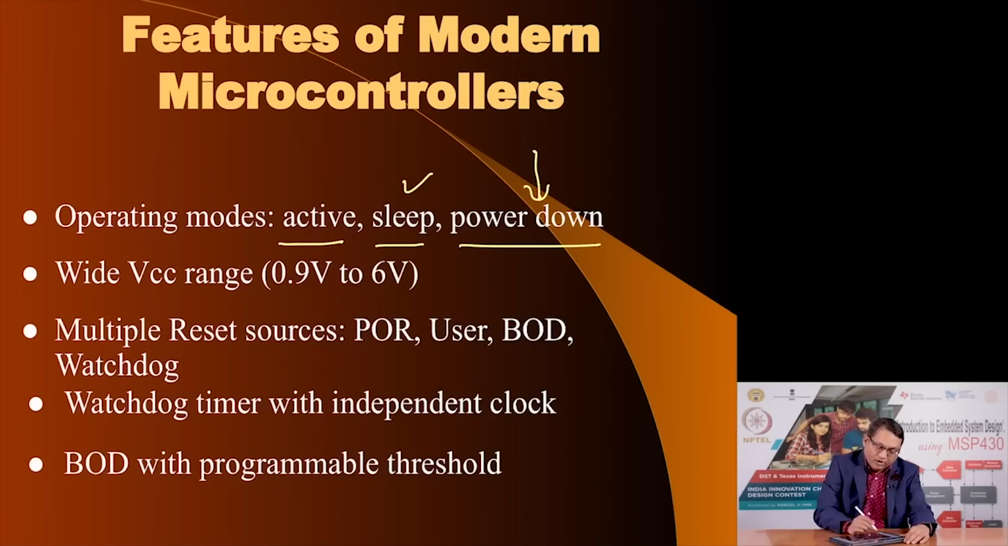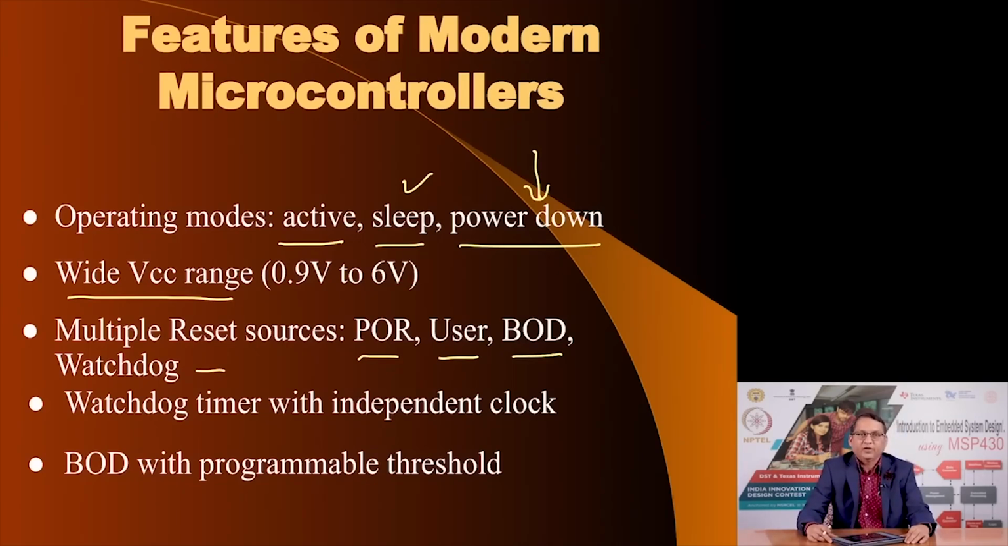Modern microcontrollers operate using a wide power supply voltage range, some between 0.9 volts to 6 volts. They have several sources of reset. They are called power on reset, user reset, brownout detector reset and watchdog reset, and we will again consider this in detail when we look at the ecosystem of a microcontroller.